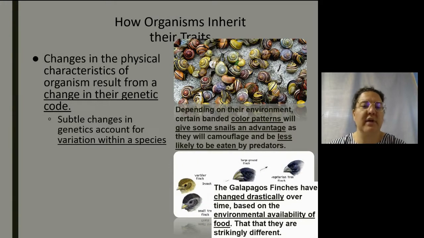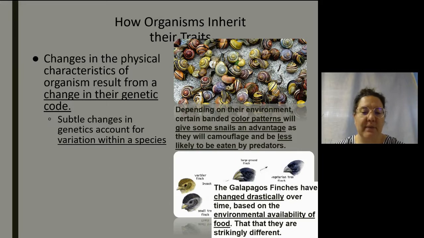So, changes in the physical characteristics of organisms result from changes in their genetic code. So, these subtle genetic changes account for variation within a species. This could be things like, in humans, hair color, eye color, hair texture, and skin color. And in snails, given their environment, certain banded color patterns are going to be advantageous as they will provide camouflage and be less likely to be eaten by predators. But depending on their location, different patterns are advantageous in different locations, which gives them a lot of different variety because they live in a lot of different environments.